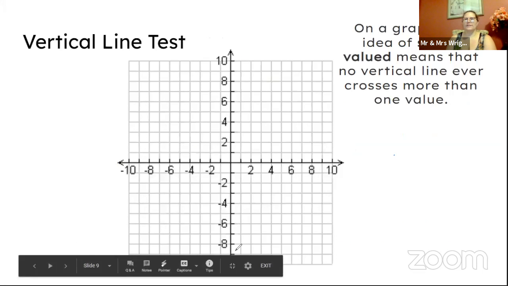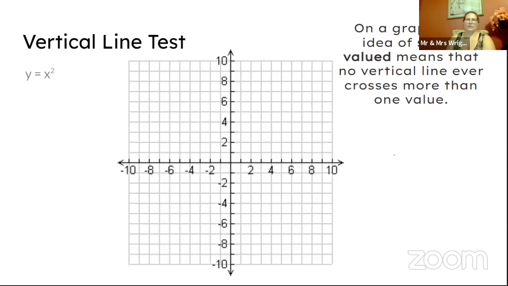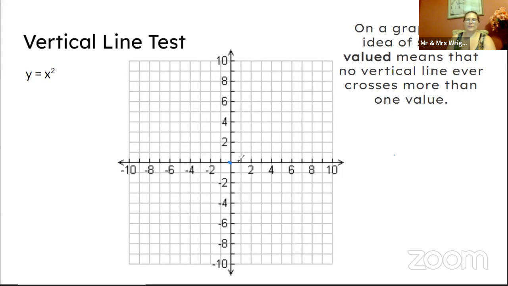So here's an example of the vertical line test on the graph that we just talked about. We have here an equation, y equals x squared. I happen to know that x squared goes through the origin point. And say, for example, if you were to put in 1, you'd get 1 out of it. If you were to put in 2, you'd get 4 out of it. If you were to put in 4, you'd get 16.